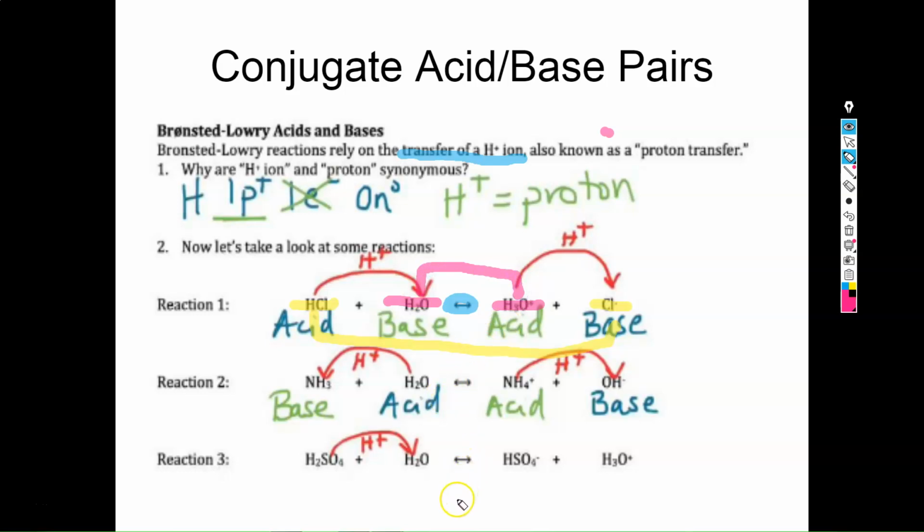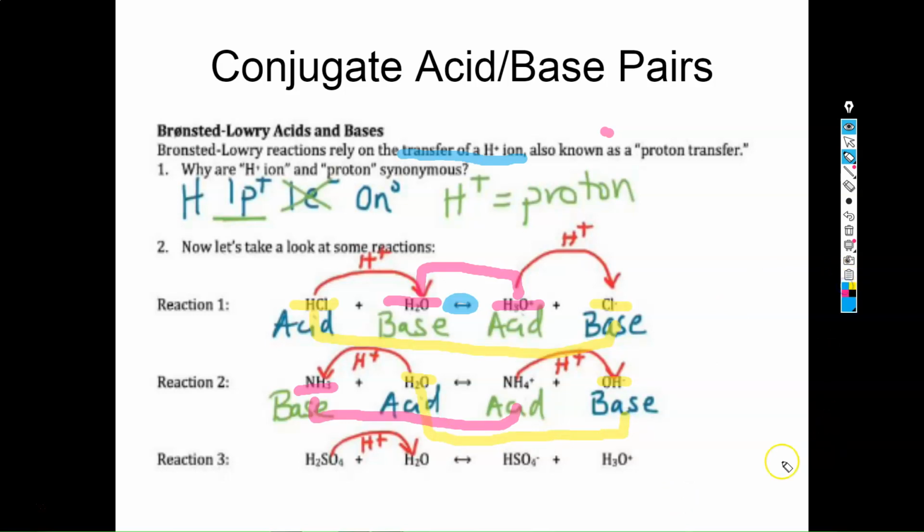And we can go make those pairings for a couple of other things. In this case, we have a base. It is receiving the hydrogen, and that base is becoming an acid because it gets the hydrogen. So that is our conjugate acid and base pair. And then we have our acid losing a hydrogen. That's our acid losing the hydrogen, and what's left over is the base. So there is another conjugate acid and base pair.